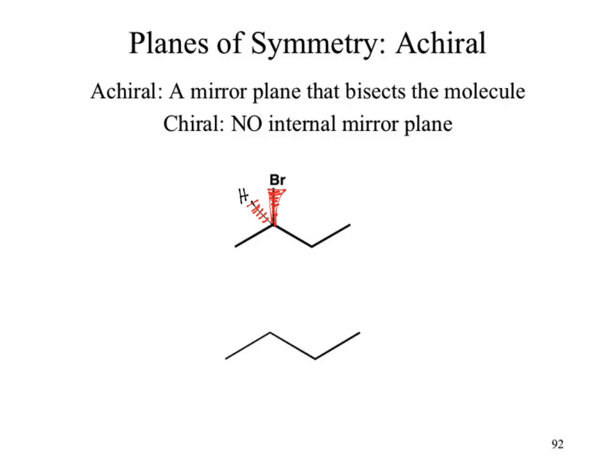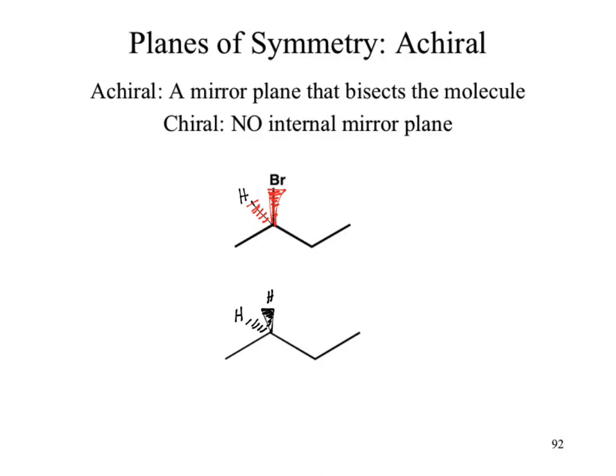Sorry. Chiral. Bottom one. Achiral. Because if we go through the plane of the paper, it splits in half, right? What is it now? Why is it still achiral? It's the exact same thing. Why did I show wedges and dashes? To confuse you. You'll do the exact same thing.